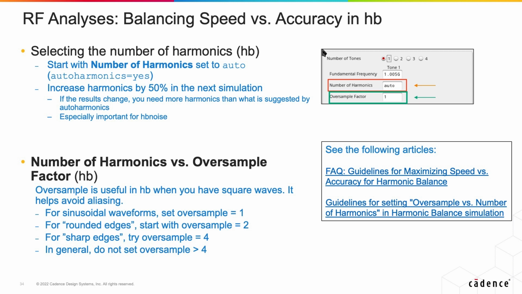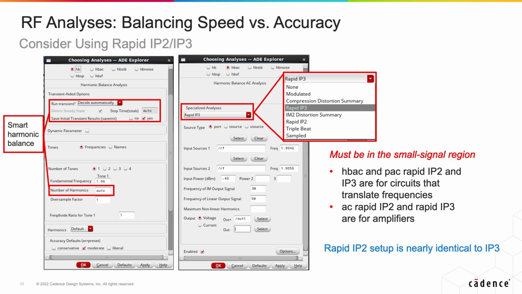That gets you out of the trial and error phase of trying to figure out the number of harmonics. And number of harmonics versus oversample factor. Like I said, for sinusoids, oversample of 1, rounded edges about 2, and very sharp edges, square waves, 4. Try not to use more than 4 because that will really slow down your simulation. So, speed versus accuracy.